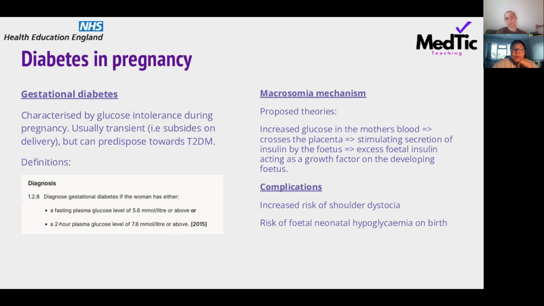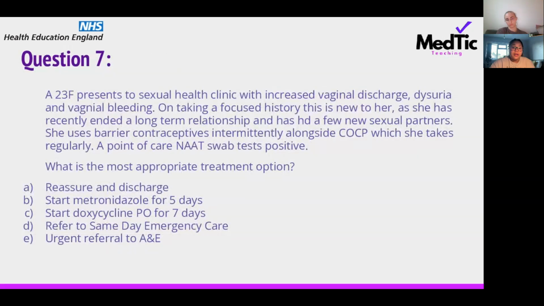As we can see here, we've got some diagnostic criteria: a fasting glucose level of 5.6 or above, or a 2-hour plasma glucose level of 7.8 or above. Okay, so question 7, we'll just give you 30 seconds as well.